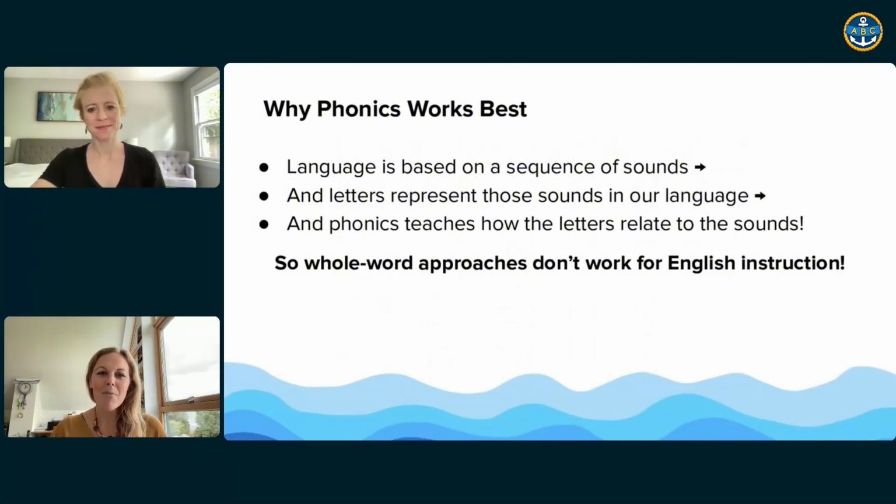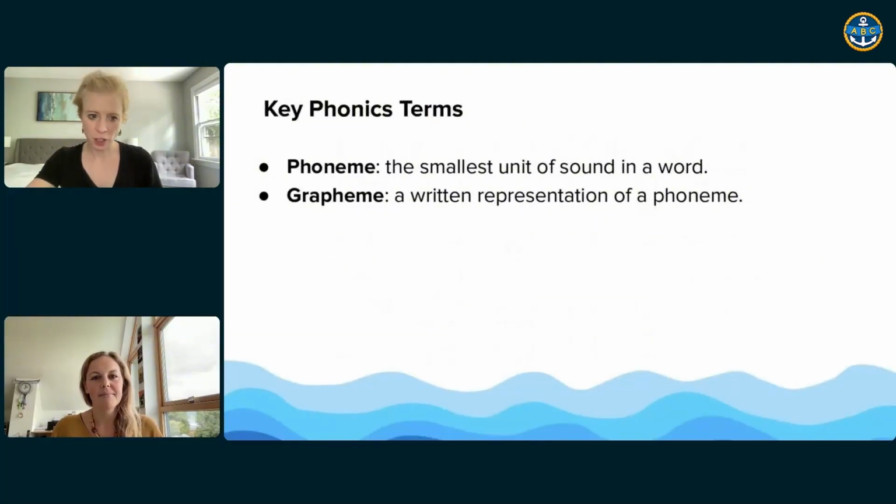Okay, so now we know why we use phonics. I'm going to hand you over to Sarah to have a look at the key terms that we use. Yeah, perfect. Thanks. So let's whiz through some essential phonics terms before we move on.